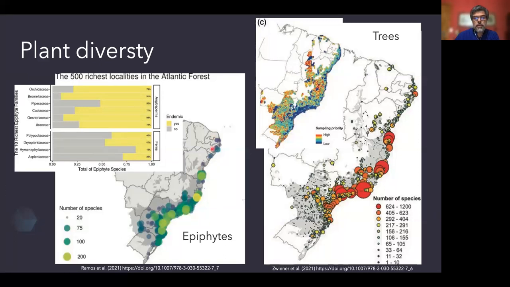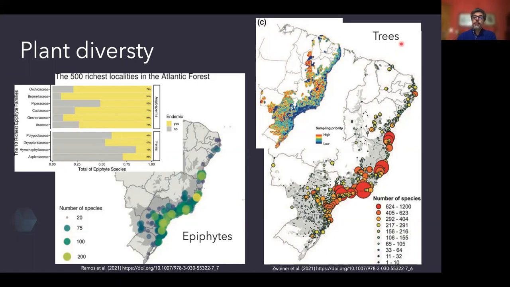But as you see here, the number of species of epiphytes is higher, especially here in Espírito Santo, where I am right now, especially because of bromeliads and orchids, and also in the southeast and the south. But you see here, I have a really high diversity of epiphytes.